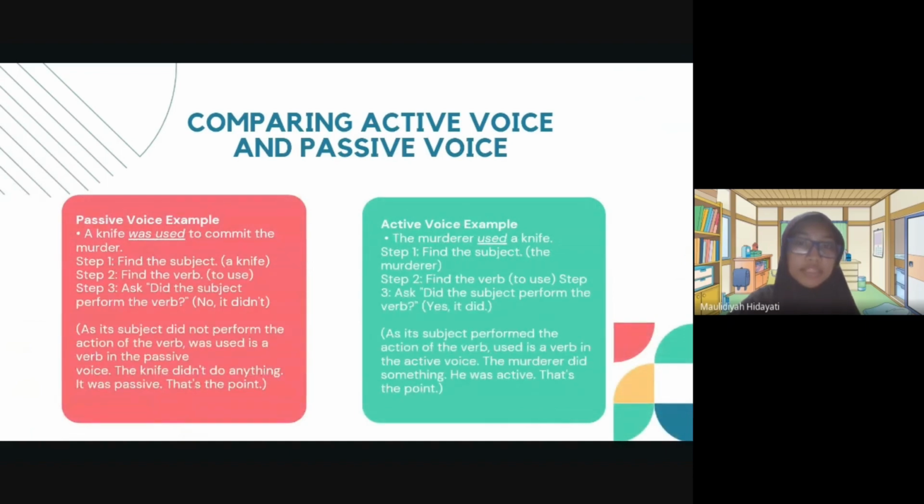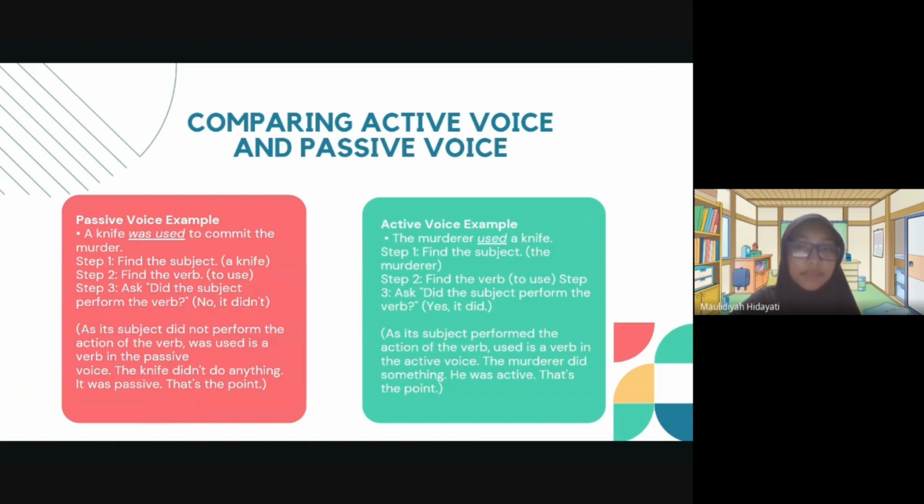Comparing active voice and passive voice. Passive voice example: a knife was used to commit the murder. Step 1, find the subject. Step 2, find the verb. Step 3, ask: did the subject perform the verb? As its subject did not perform the action of the verb, was used is a verb in the passive voice. The knife didn't do anything. It was passive. That's the point.